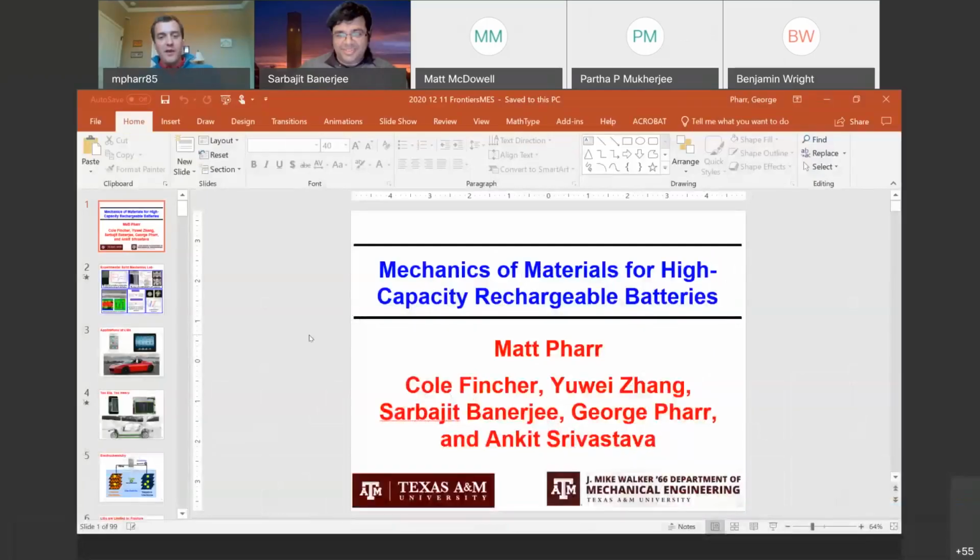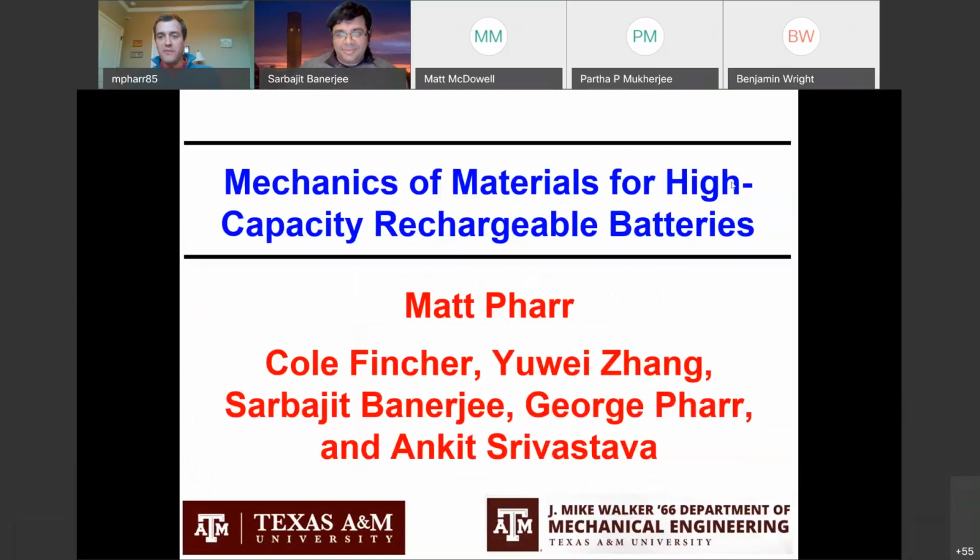Okay. So today I'm going to continue on with this theme here of mechanics of materials for high capacity rechargeable batteries. And I'll focus on a few different systems that are high capacity here. This was work with graduate student Cole Fincher, also another graduate student I think is in attendance, Yue Zhang, and collaborations with our MC for today, Sabarjit Banerjee, someone with a similar name to me, George Pharr, and if I have time, I'll get to some recent, unpublished stuff with Ankit Shrivastava from Material Science.